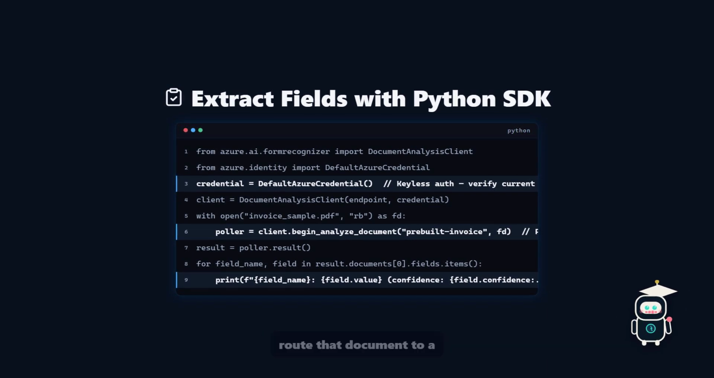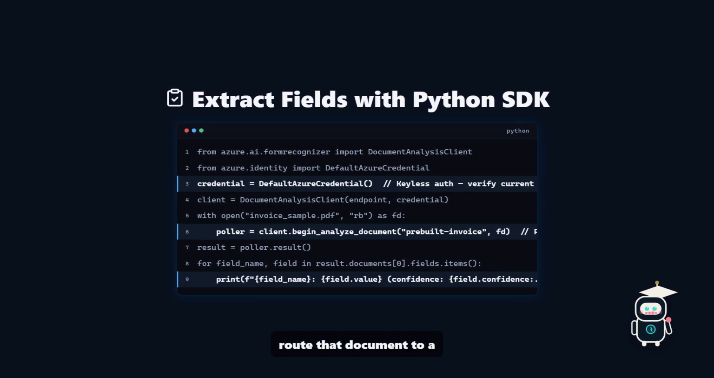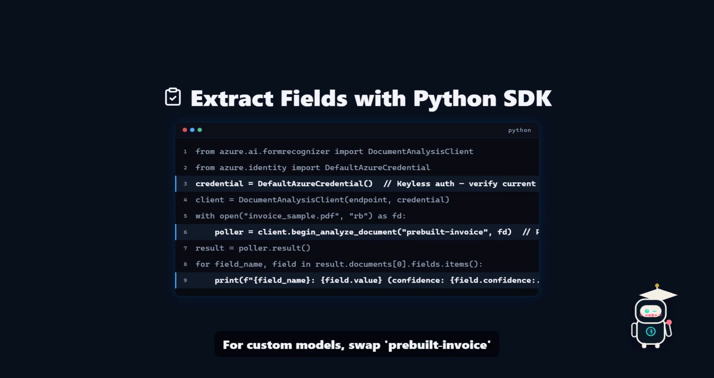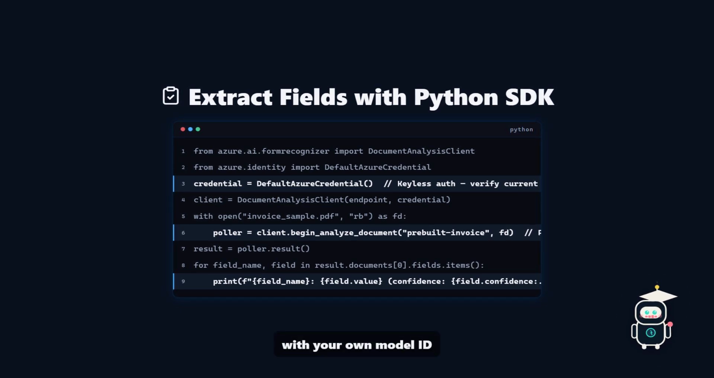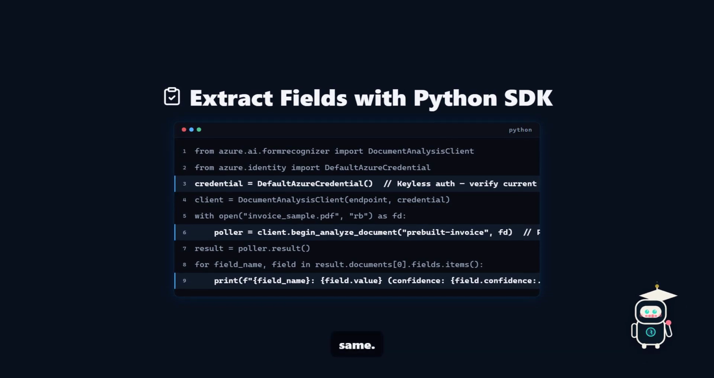Each field includes a confidence score. If it's low, route that document to a human review queue instead of accepting a potentially wrong value. For custom models, swap pre-built invoice with your own model ID. Everything else stays the same.